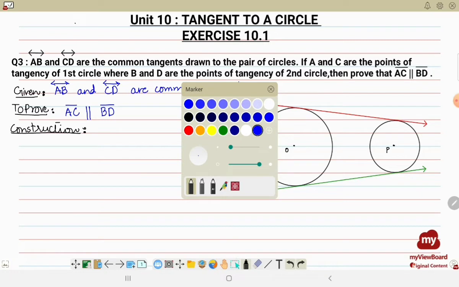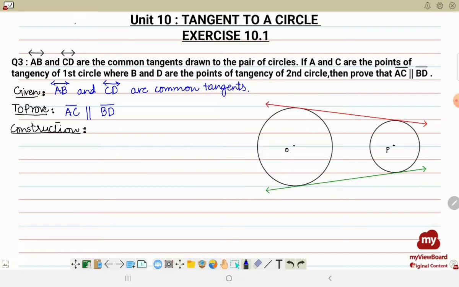Okay. Now what I am going to do is the labeling. Let's say AB is this tangent, the one in the red color, right?